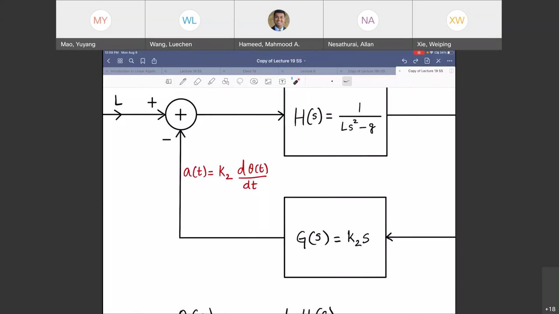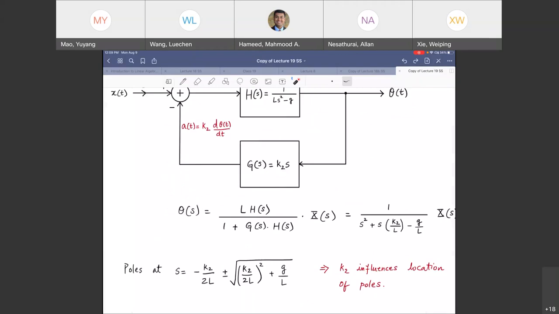Now we want to make the acceleration such that we respond to the derivative of theta of t as opposed to theta of t, so that we hopefully are able to respond fast enough. So if you are trying to do this, k2 theta of t, what that means for g of s is k2s. You're differentiating in time, multiplying by s in the Laplace domain, right? So if you have this feedback dynamics such that you have some constant k2 times s, what that means for the time domain is you are accelerating the cart proportional to the rate of change of theta as opposed to just theta. What happens to the poles now?